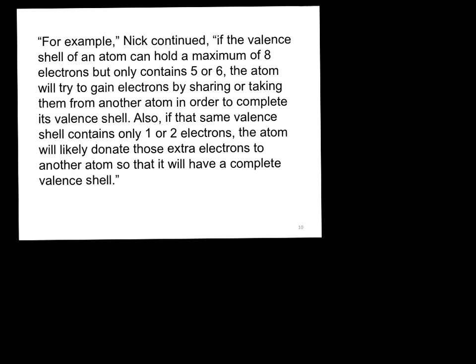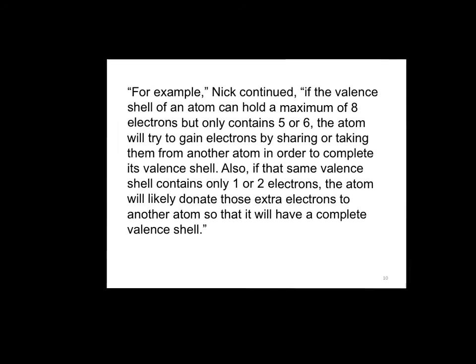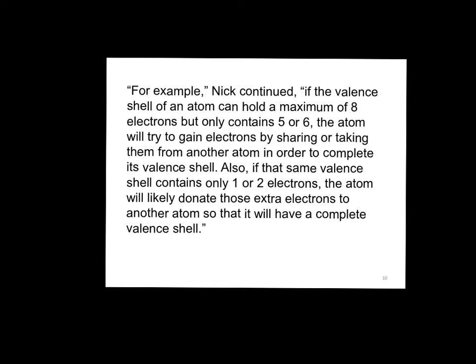Okay, so we're going on, and it goes on to talk about some other things. And here it says, if the valence shell of an atom can hold a maximum of 8 electrons but only contains 5 or 6, the atom will try to gain electrons by sharing or taking them from another atom to complete the valence shell. Also, if the valence shell only contains 1 or 2, and we've discussed this before, the atom will likely donate those electrons.